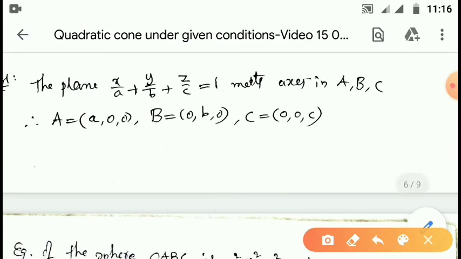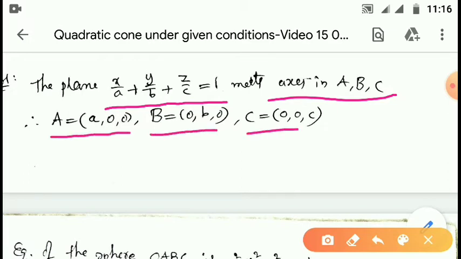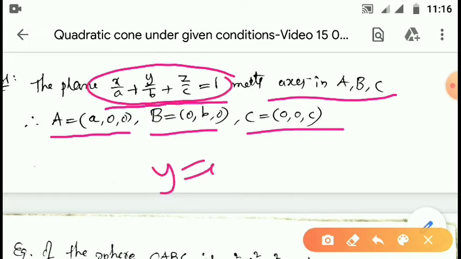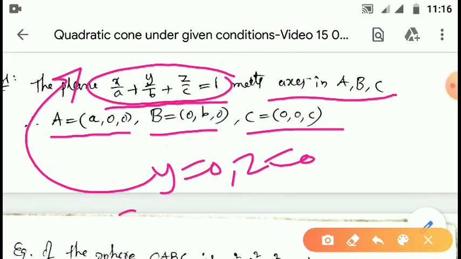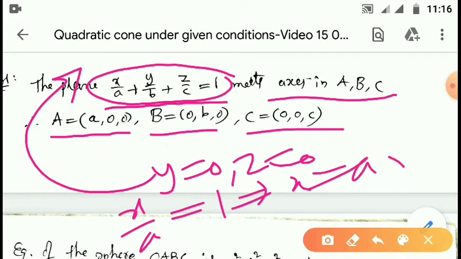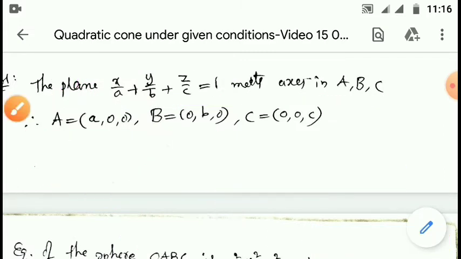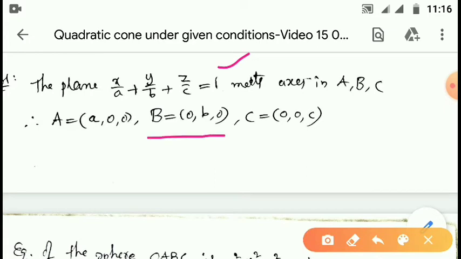So the plane x by a plus y by b plus z by c is equal to 1 meets the coordinate axes in A, B, C, and hence A is equal to (a, 0, 0), B is equal to (0, b, 0), C is equal to (0, 0, c). If you want to find where this plane meets the x-axis, since the equation of the x-axis is y is equal to 0, z is equal to 0, we have to take y is equal to 0, z is equal to 0 in this equation. Then we will have x by a is equal to 1, and hence x is equal to a. Therefore the point is (a, 0, 0). Similarly, this plane meets the y-axis at (0, b, 0) and the z-axis at (0, 0, c).